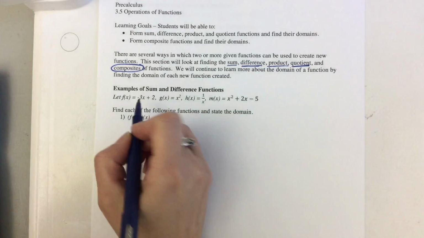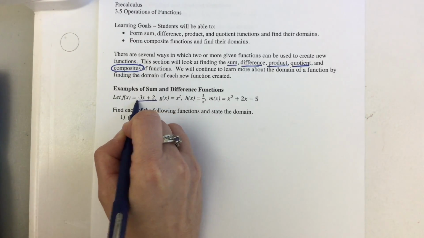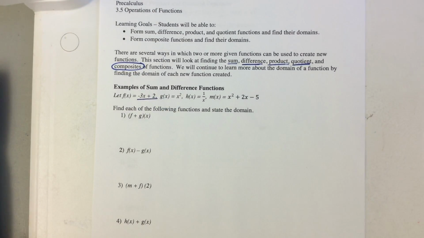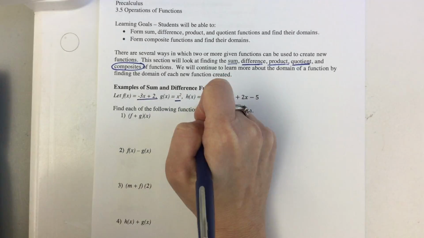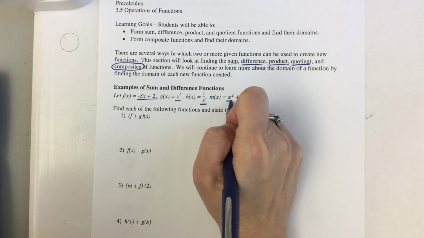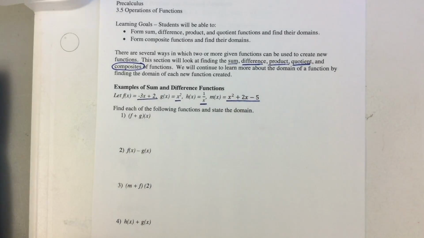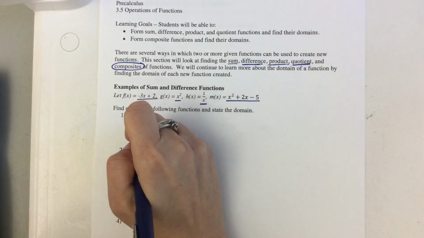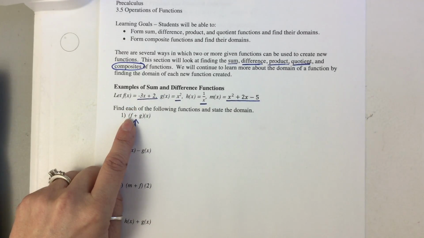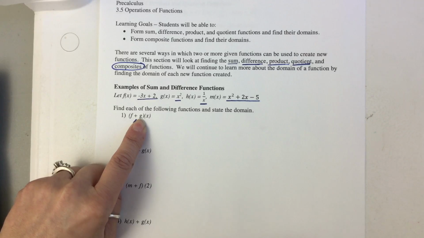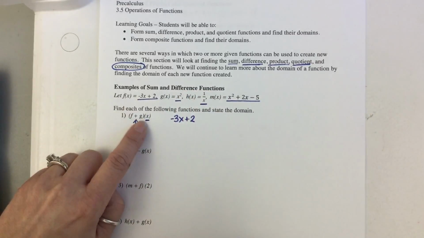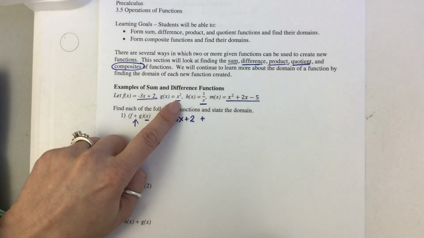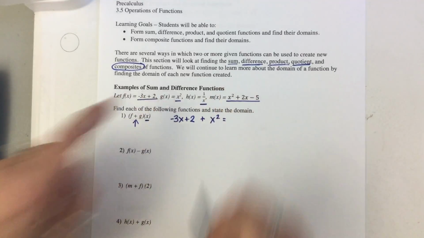So if I'm looking here, whenever they want us to use the f function, we will use negative 3x plus 2. G is x squared, h is 1 over x, m is x squared plus 2x minus 5. Here, they want me to take the f function and add it to the g function and leave it in terms of x. So the f function is negative 3x plus 2. Add it to the g function, which is x squared.